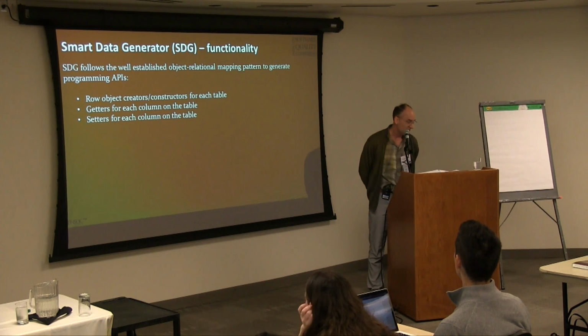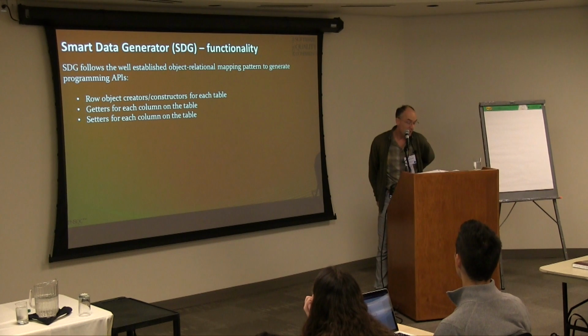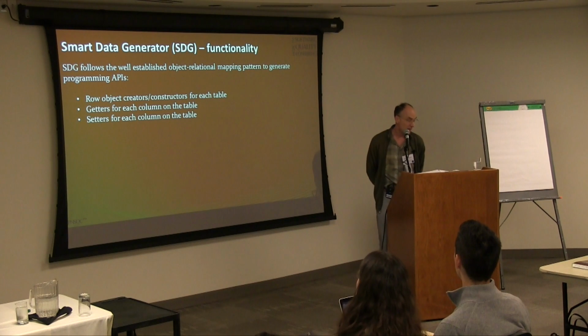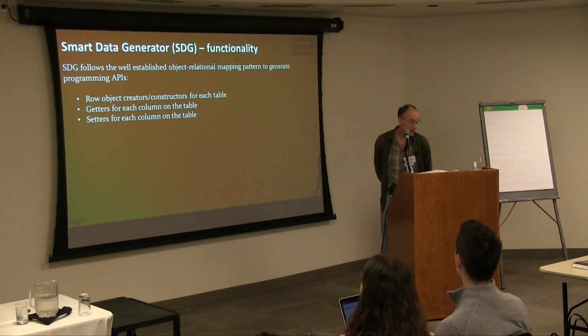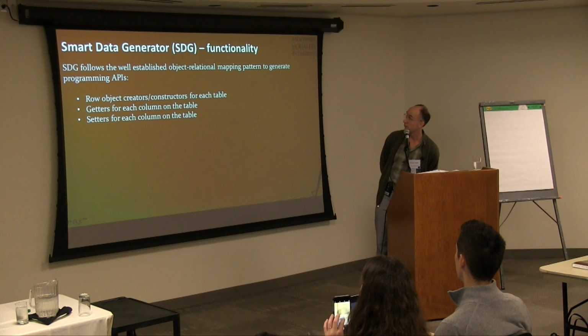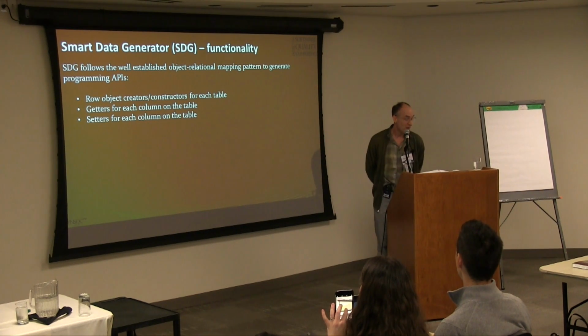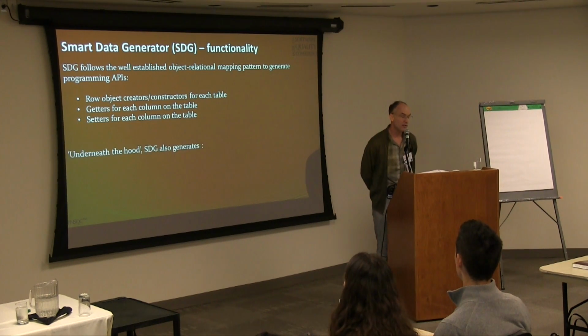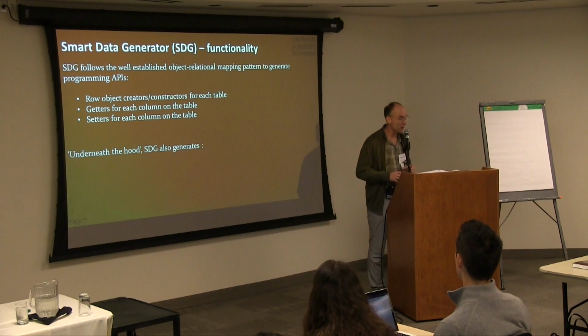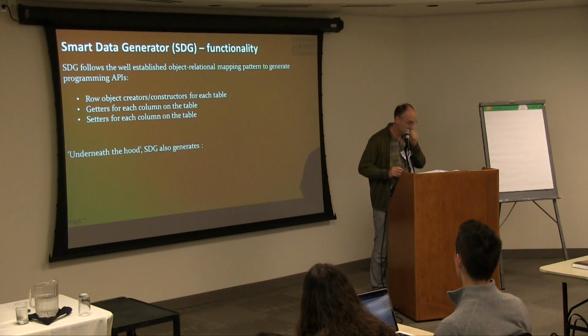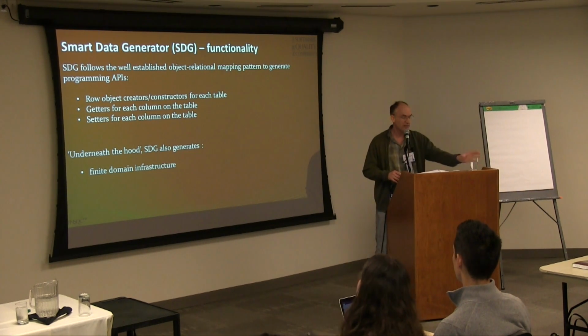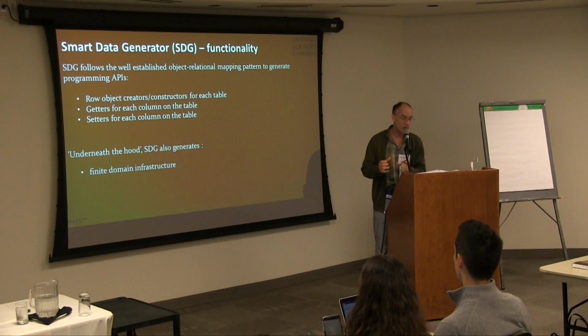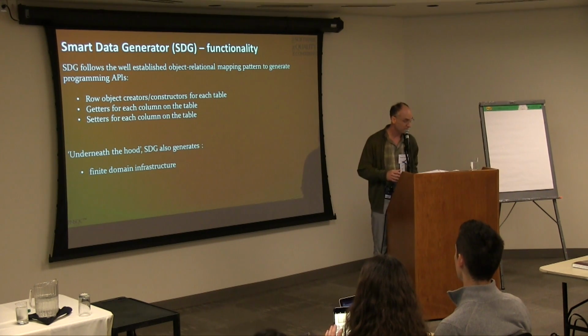So, as I mentioned just a second ago, it's an object relational mapping generator, essentially. Like most object relational generators, it generates creators and constructors for rows on each table, getters and setters on each of the columns. What it does in addition to that, compared to most object relational generators, is it generates finite domain infrastructure. So things to help the coder define these finite domains on columns.